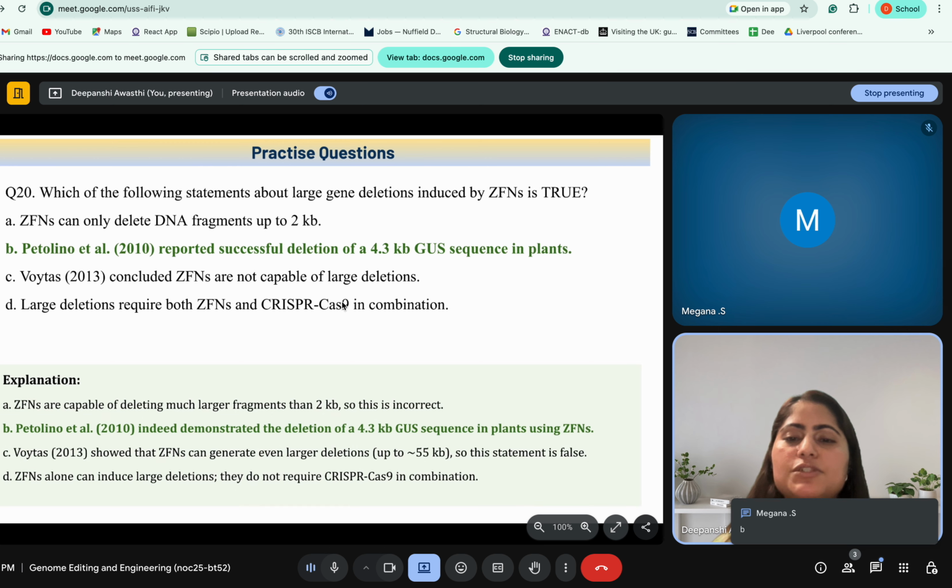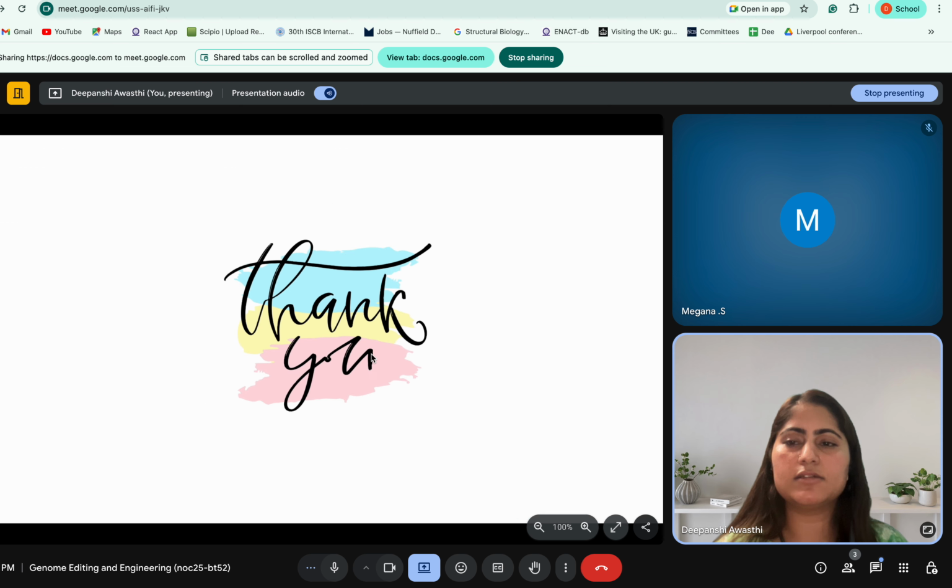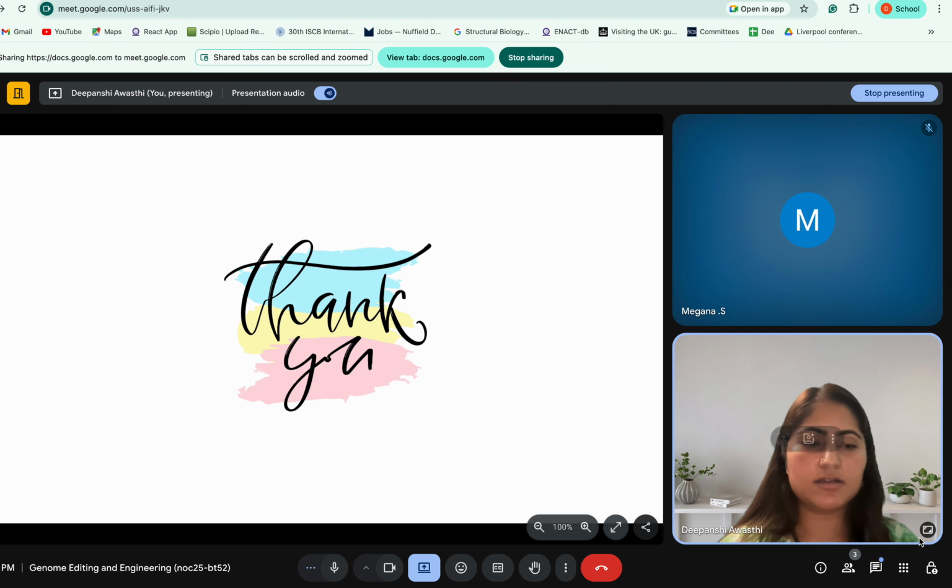Yeah, so all other options are completely wrong, and this option is right because we have seen. So I've also attached the paper. If you're interested, you can go through this paper in which they have mentioned that the deletion of this GUS gene has been done. So they have seen that these zinc finger nucleases can also lead to the larger deletions. So this is the application of zinc finger nucleases that we can also bring about the larger deletions in the genome. Yeah, so this is it for today's session.